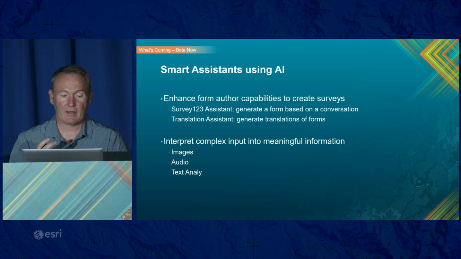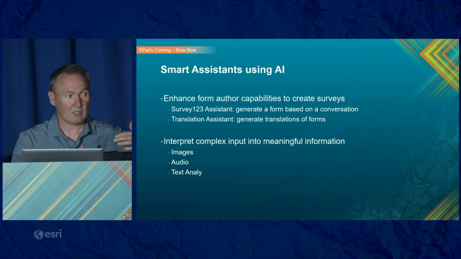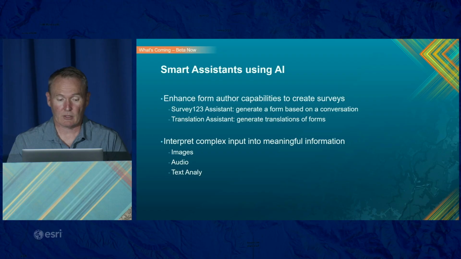We also have a translation assistant. If you need to offer your survey in other languages, you can use the translation assistant to generate that same survey, all those questions, in Spanish, in Chinese, in Portuguese. We support many different languages with this translation assistant. We're hoping that will come out of beta. It's available to try and use now in the product. We're hoping that will come out of beta later in the year, hopefully in the summertime.